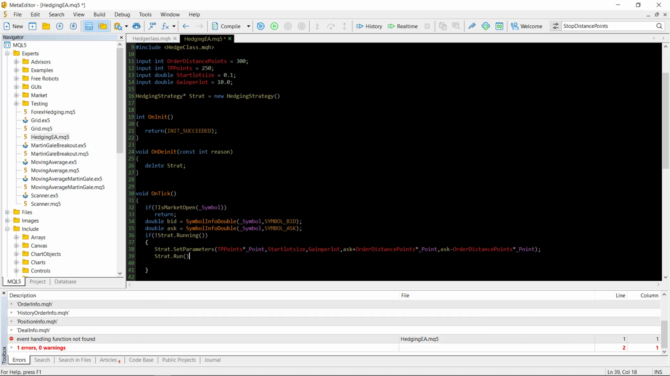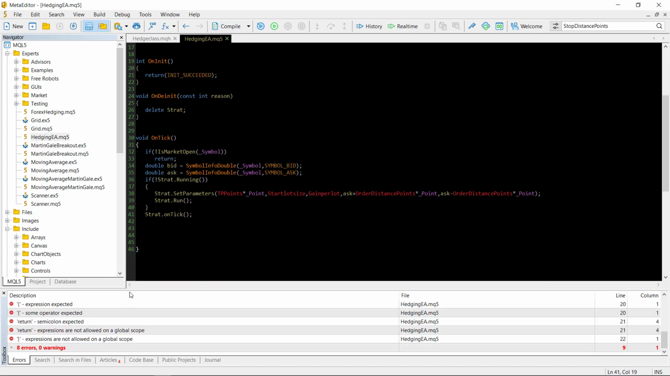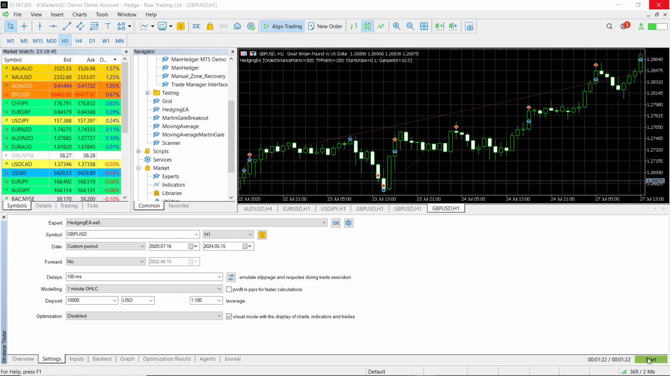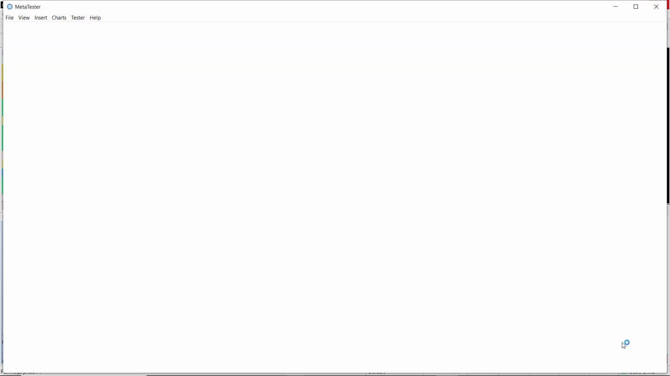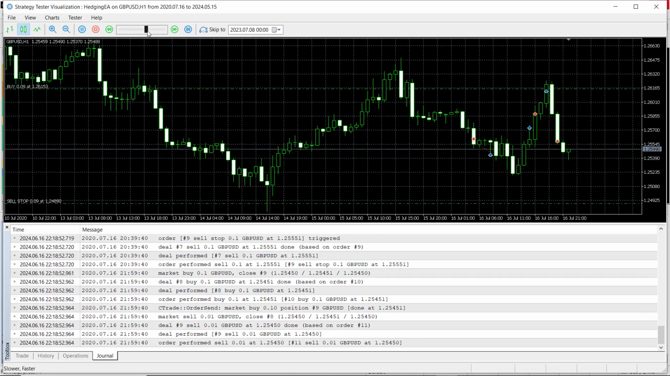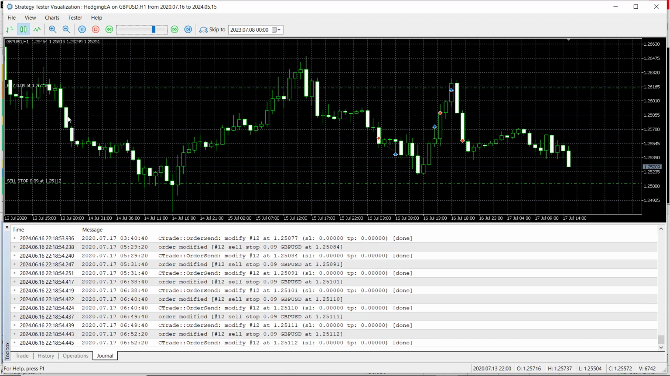Outside the if condition, we call the strat.onTick function, which will do the hard work and every calculation for us. Let's compile it and test it in the strategy tester. As you can see, the strategy works fine and does what it's supposed to do. Whenever the target profit is reached, it restarts after a profit.